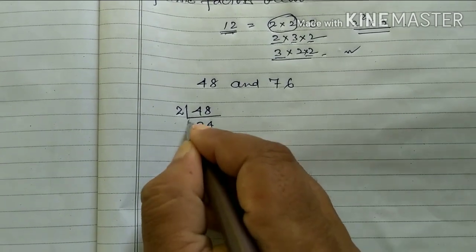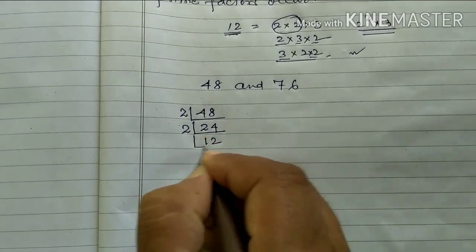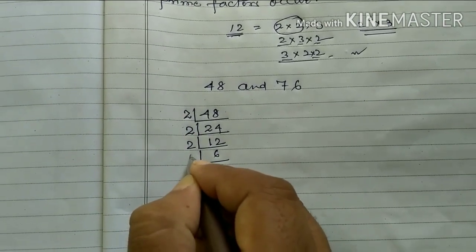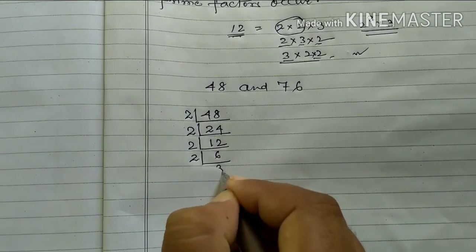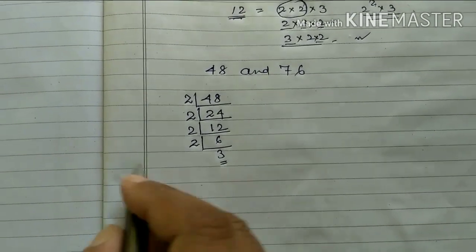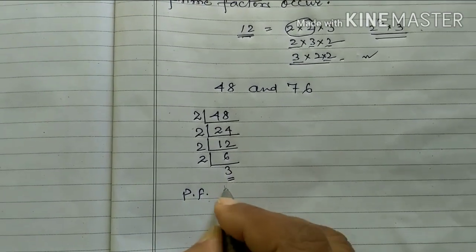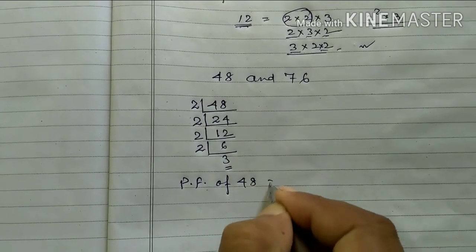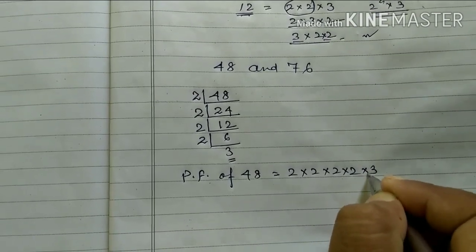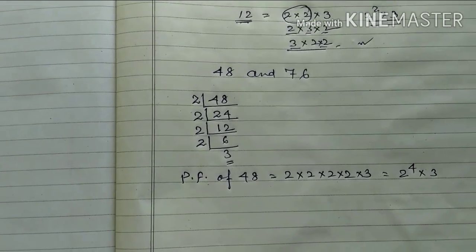The result is 24. Again we divide it by 2, result is 12. Again we divide it by 2, result is 6. Again we divide it by 2, result is 3. 3 itself is a prime number, so we will stop dividing here and we will write the prime factorization, in short PF, of 48 is equal to 2 into 2 into 2 into 2 into 3. That is 2 to the power 4 into 3.